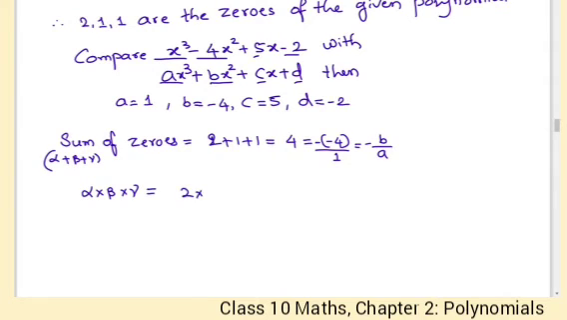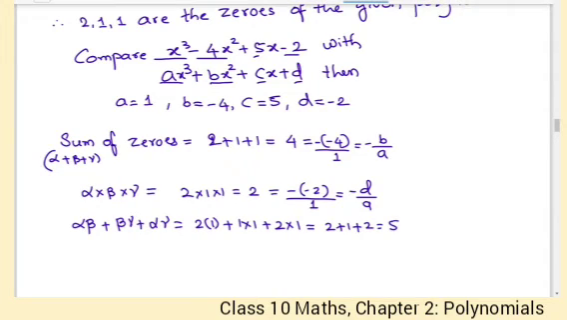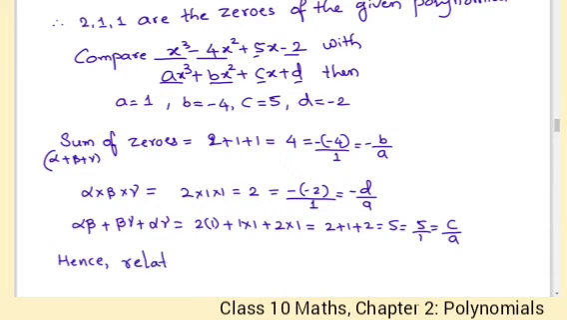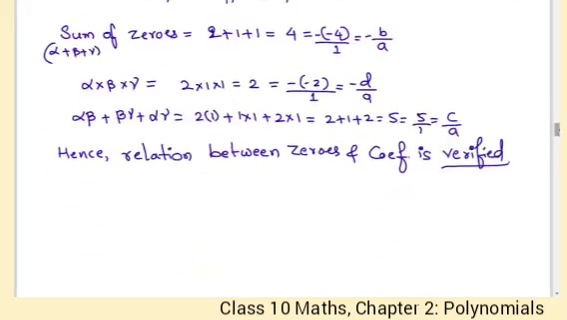Then find out multiplication of zeros or product of zeros, that is alpha into beta into gamma, which is equal to 2 into 1 into 1 is equal to 2. That can also be written as minus of minus 2 by 1, that is minus d by a. Again find out c by a, that is alpha into beta plus beta into gamma plus alpha into gamma, that is 2 into 1 plus 1 into 1 plus 2 into 1, that is 5 by 1, which is equal to c by a. Hence relationship between zeros and coefficient is verified here.